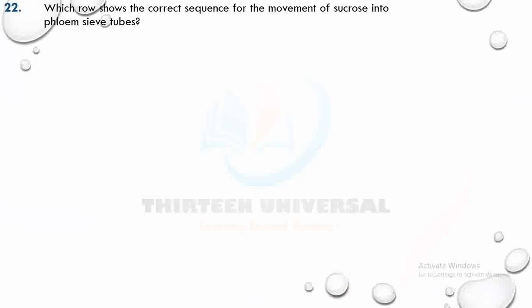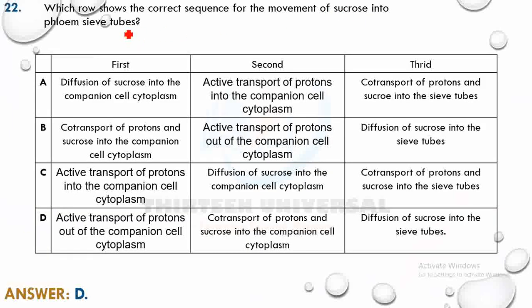Bravo. Let's go on. Which row shows the correct sequence for the movement of sucrose into the phloem sieve tube? See, this question has come out like 4 times now. Remember the first one is loading. So the first one here, first diffusion of sucrose into the companion cell, that's not the first thing that happens. Sucrose has to move into the companion cell first, right? Co-transport of proton and sucrose.